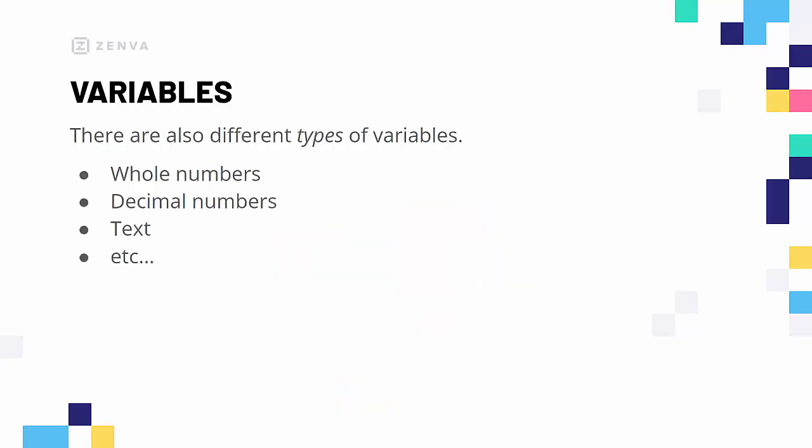And there are also different types of variables, okay? There are whole numbers, decimal numbers, text. There are a bunch of different variable types that we will be going over. So let's hop over into Godot and have a look at how we can start creating some variables.